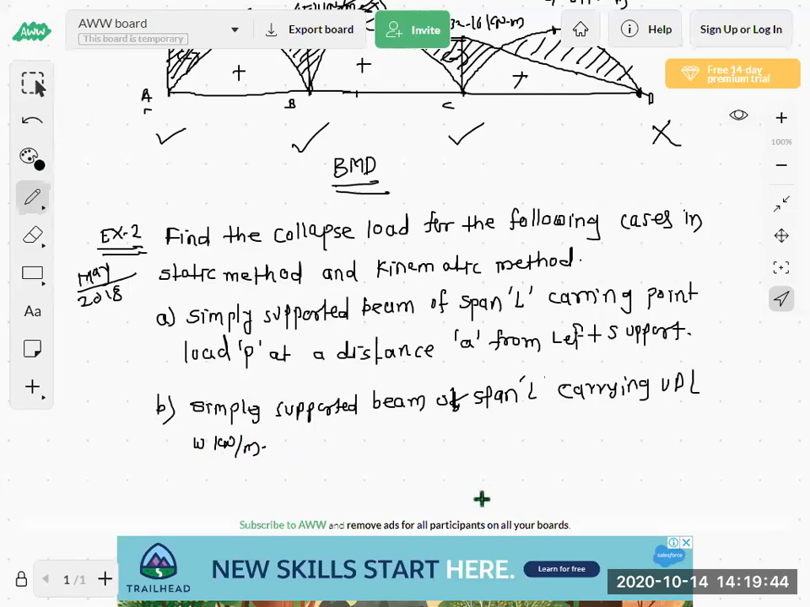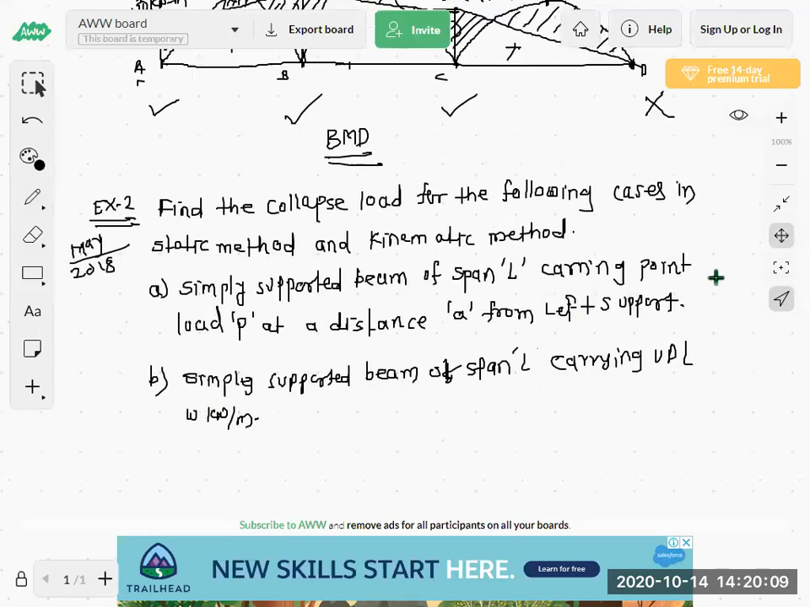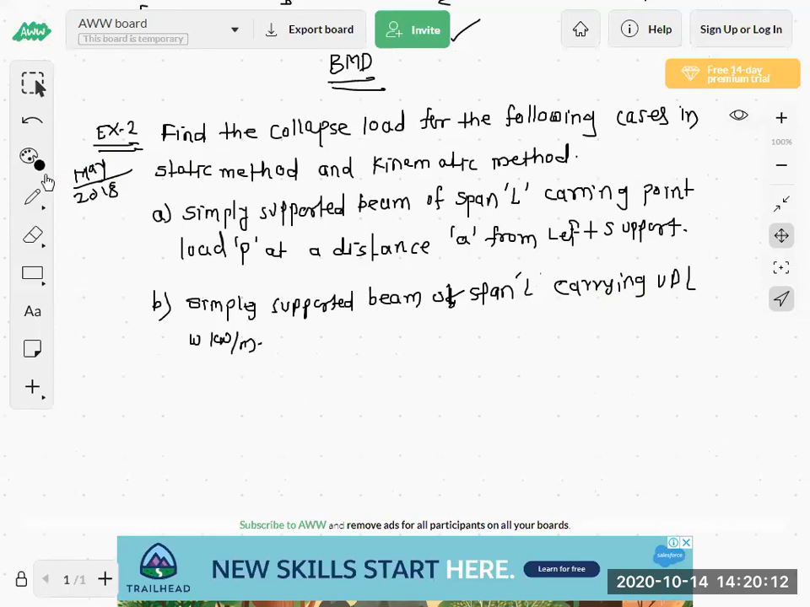So this is the problem statement they have given, and we have to find the collapse load. Here P is given, means here PC we have to calculate, the collapse load. Here again for this W, WC we have to calculate. But they have told two methods here, static method and kinematic method. Now static method means our elastic bending moment, and kinematic method means we have to use the virtual work method. Two methods we have to use.